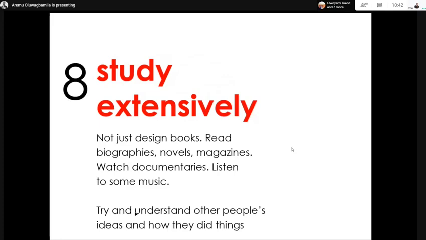So let's get further on this. One of the things you need to do in order to be able to generate fantastic ideas is you need to be able to read wide. I'm not just talking about design books. This is not just about reading Designing by Identity by Alina Wheeler or Thinking with Type by Ellen Lupton. You need to read biographies, read novels, read magazines, watch documentaries, and listen to some music.